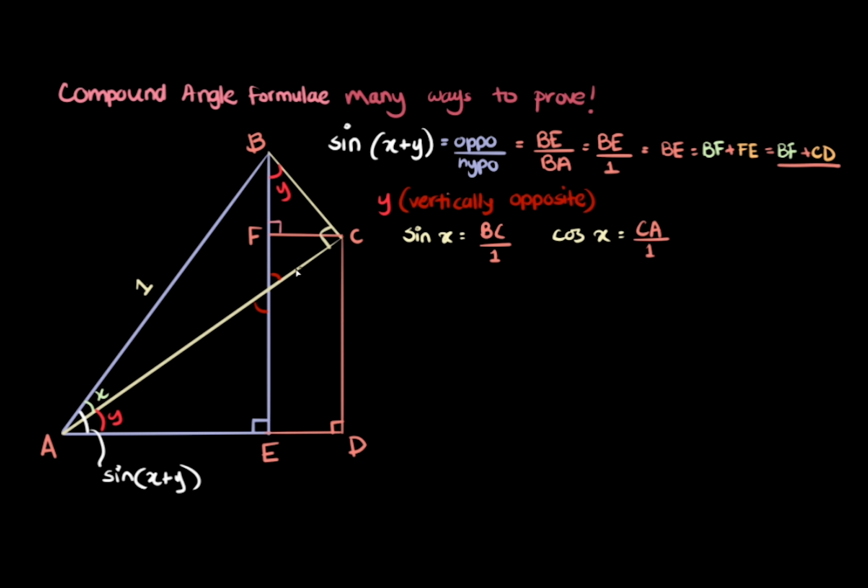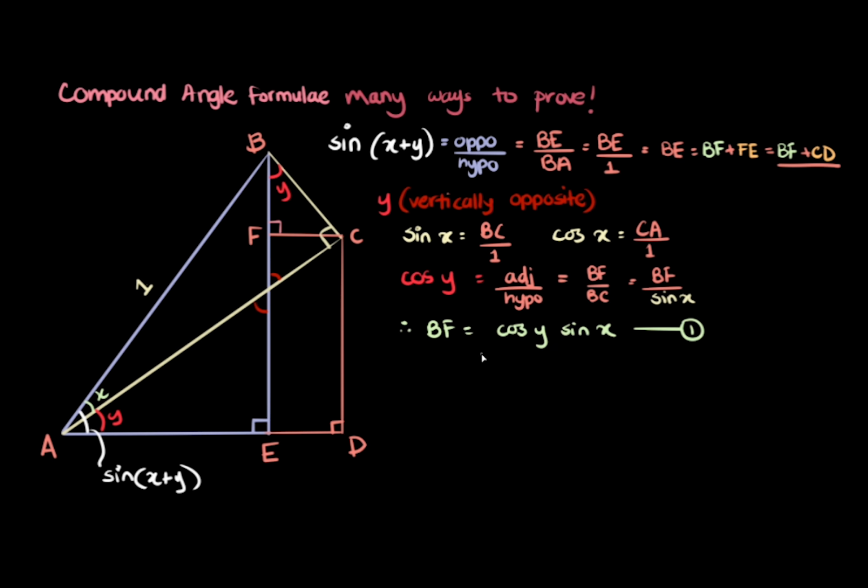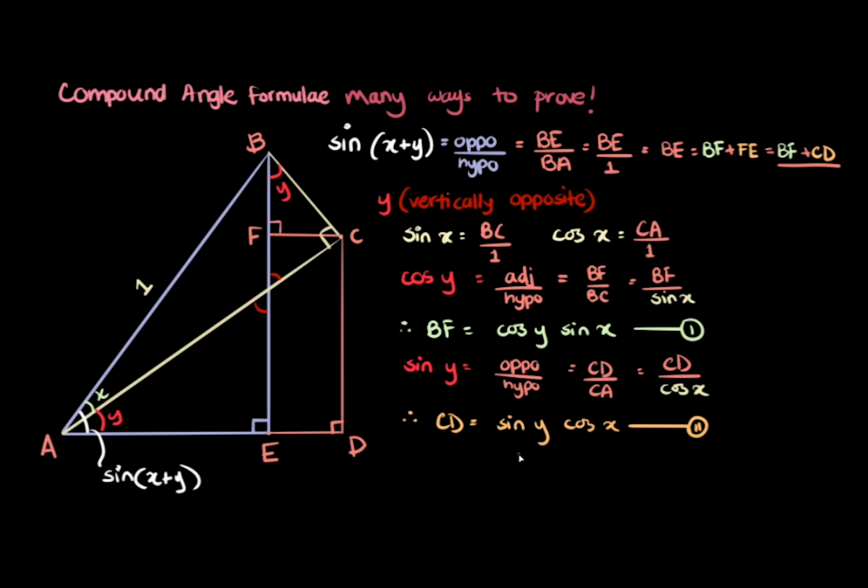Looking at cos y, we see that it equates to BF by BC, which in turn can be written as BF by sin x. Then we can rearrange to find BF, which is cos y sin x. Using a similar method with sin y, we can find CD, which equates to sin y cos x. Hence, we can deduce that sin(x plus y) equates to cos y sin x plus sin y cos x. You can pause the video to take a closer look.